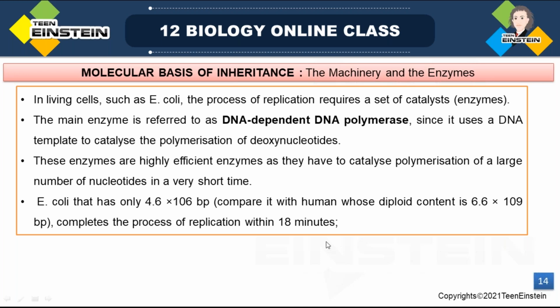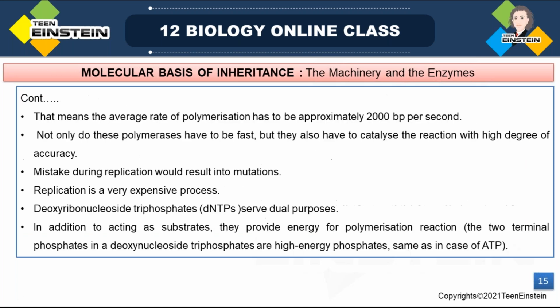E. coli has only 4.6 × 10^6 base pairs, and it completes replication within 18 minutes. That means the average rate of polymerization has to be approximately 2000 base pairs per second.